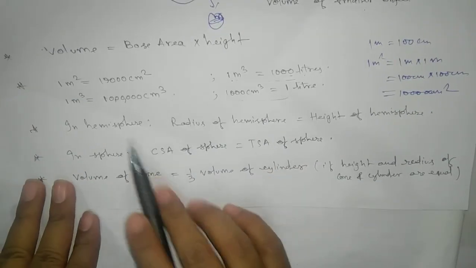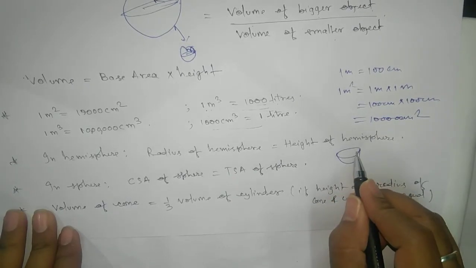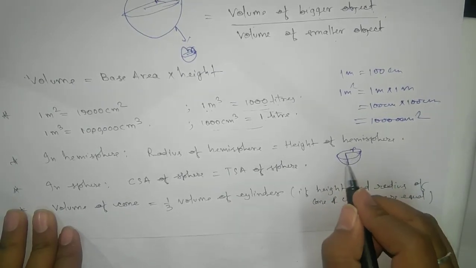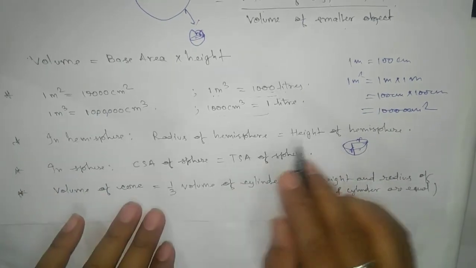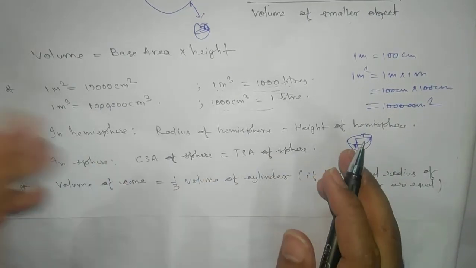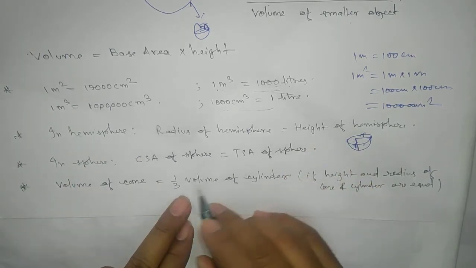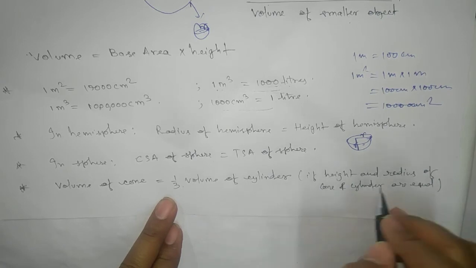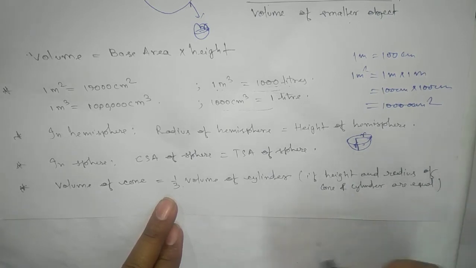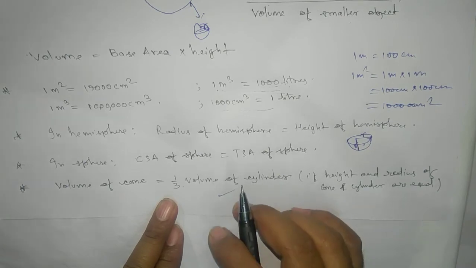Now in a hemisphere, one more thing is that the height and the radius remain the same. Remember this part. In a sphere, the CSA of the sphere and the TSA of the sphere, we have already discussed, are equal here. And the last one: the volume of a cone equals 1/3 of the volume of a cylinder, if the height and the radius of the cone and cylinder are equal. We can verify this experimentally and we get the answer.